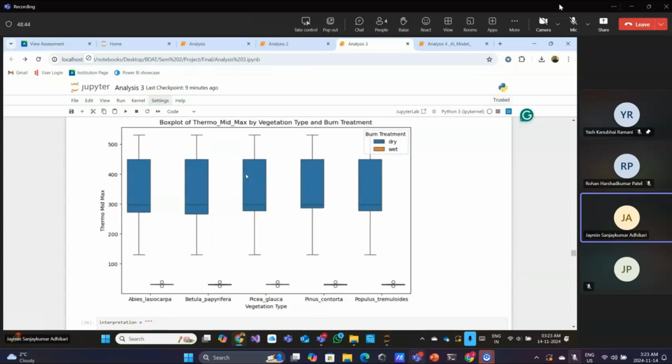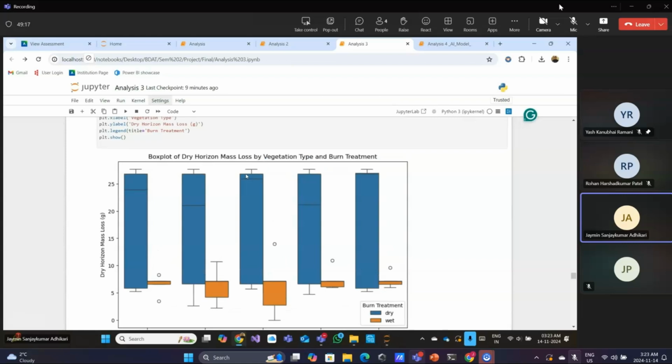Dry versus wet burn treatment reduces the mid-layer temperature and fuel consumption, especially in vegetation like Betula crepifera. As for species sensitivity, Populus shows higher flammability under the dry condition, while others show lower sensitivity.